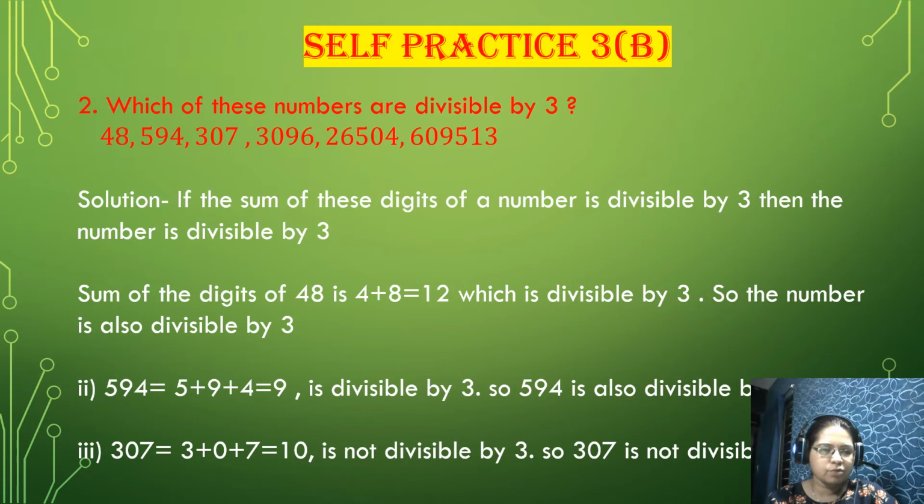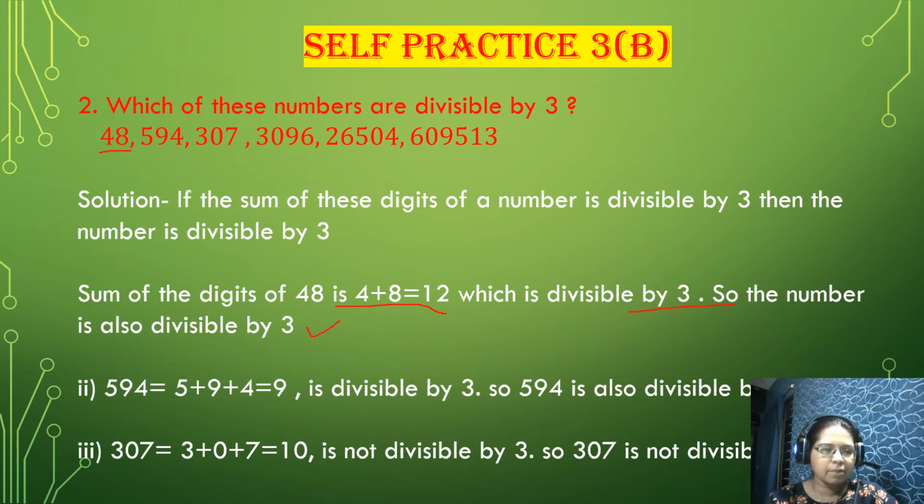First number is 48. Here the sum of the digits of 48 is 4 plus 8. 4 plus 8 is 12. 12 is divisible by 3. So this number is divisible by 3. 48 is divisible by 3.